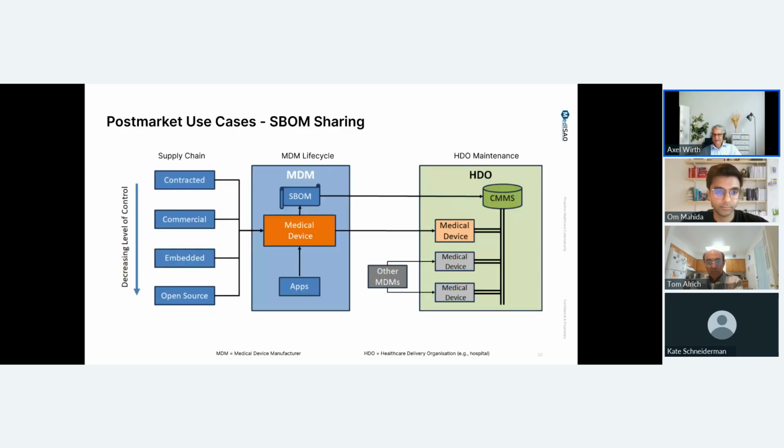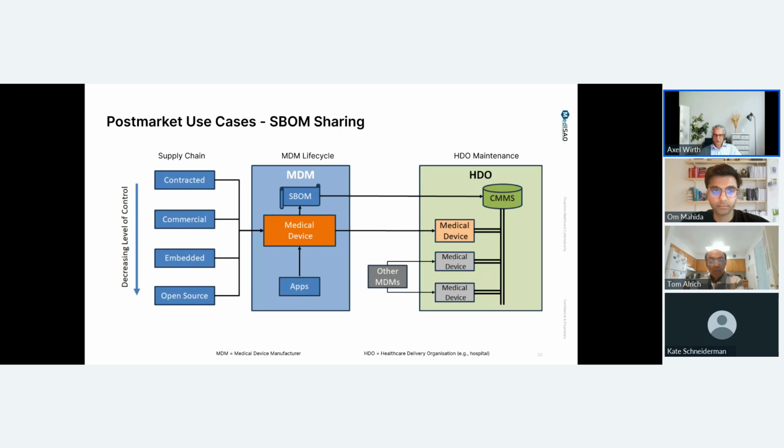Now, this is highly simplified, and reality is much more complicated, but for the sake of this presentation, right? So every medical device manufacturer has a supply chain that comprises contracted software that is developed under contract, commercial software, databases, operating systems, whatnot, embedded software that comes with your hardware, video drivers, your Bluetooth stack, and so forth. And then, of course, any open source software you may be using.